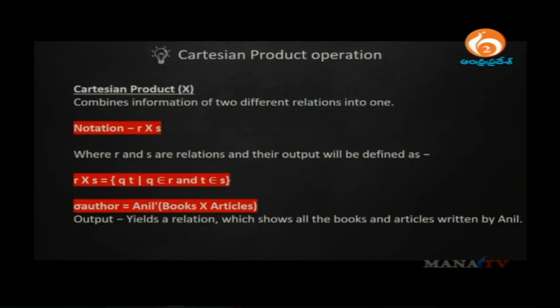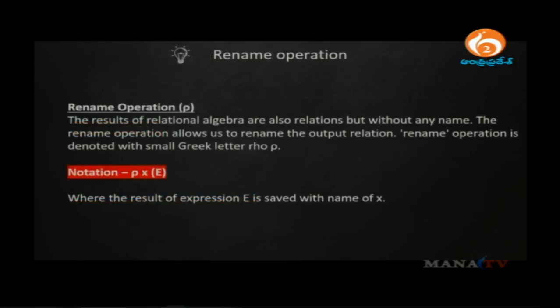Now let me go for one more thing, something called the rename operation. What is the meaning of the rename operation? It is the result of relational algebra, also called a relation, but without any name. The rename operation allows us to rename the output relation, and it is denoted by the small Greek letter rho, something like the symbol P.